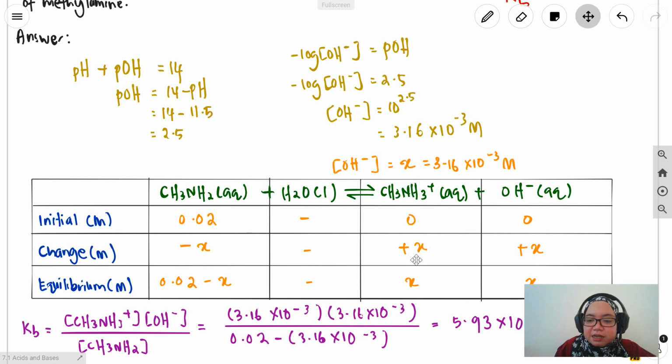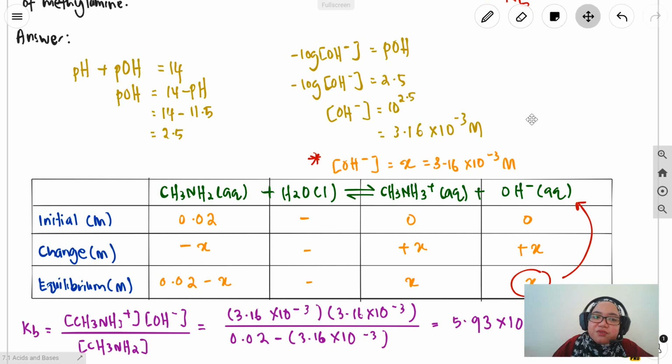Same goes to product. Sebab product is formed, right? So, dia plus X and plus X here. So, at equilibrium, we got this, 0.02 minus X and for product, X dengan X. Okay. So, we know that X here actually is the concentration of OH minus. Betul tak? So, kita dah dapat actually concentration of OH minus here, 3.16 times 10 negative 3, betul tak? So, we know that actually X is equals to 3.16 times 10 negative 3.